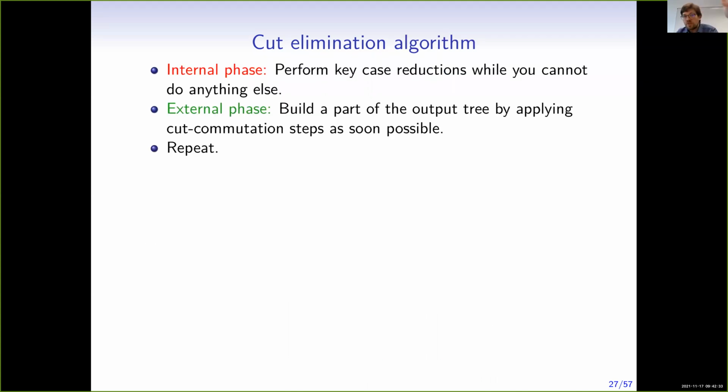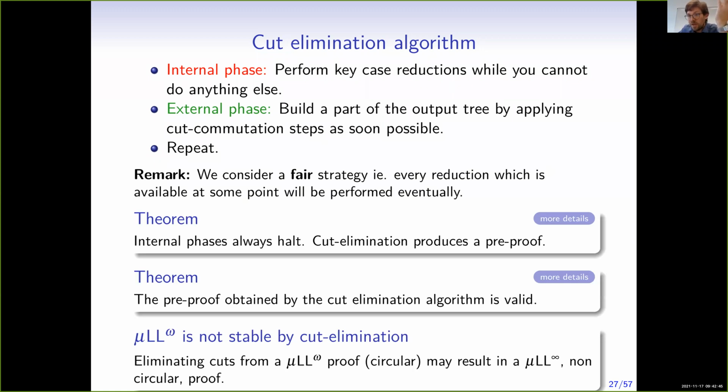So the cut elimination procedure goes by performing an internal step when we cannot do something else, and performing a cut commutation each time we have this option. And we also want to make it in a fair way, that is, every external commutation rule that is made available at some point should be performed.